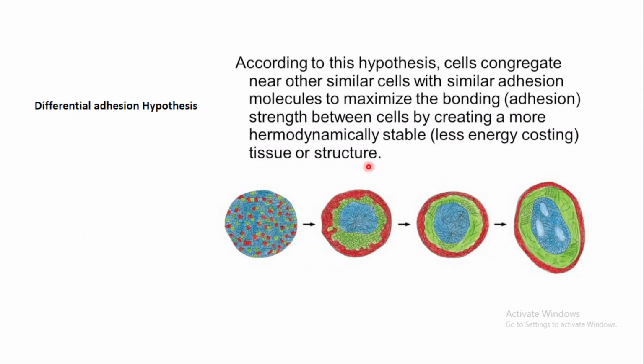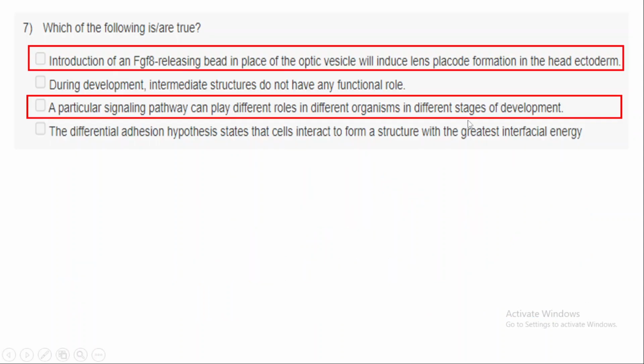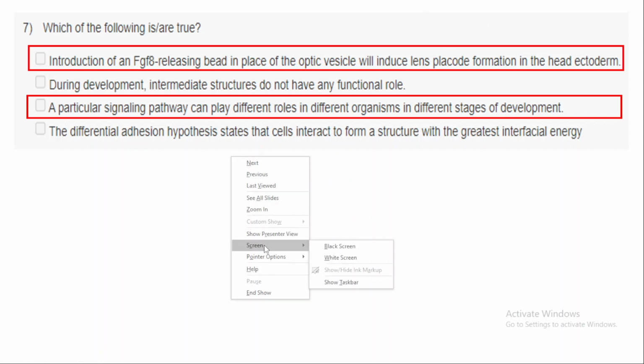So here the differential adhesion hypothesis talks about a thermodynamically stable structure, while here we had greatest interfacial energy. Interfacial energy is energy generated during surface tension, which is also true, but which can be referred to as an understanding of the hypothesis. But the actual hypothesis states that whatever is most thermodynamically stable, which is also in this case greatest interfacial energy, will interact and form a structure.